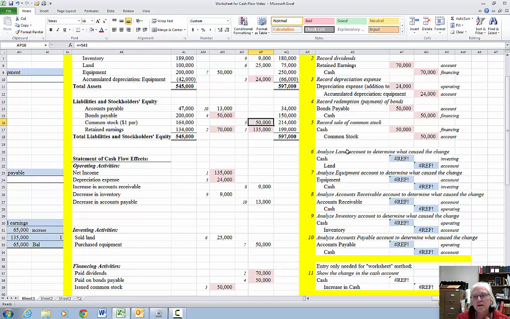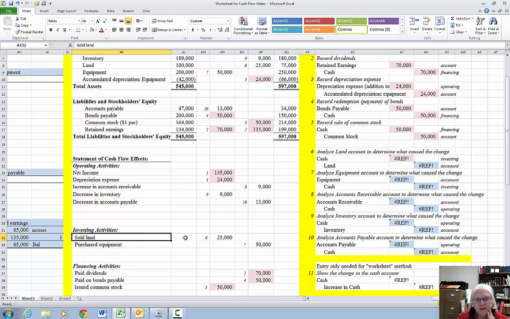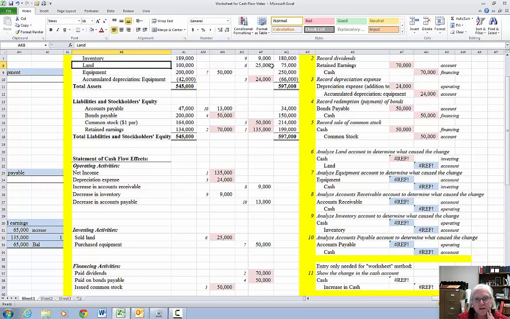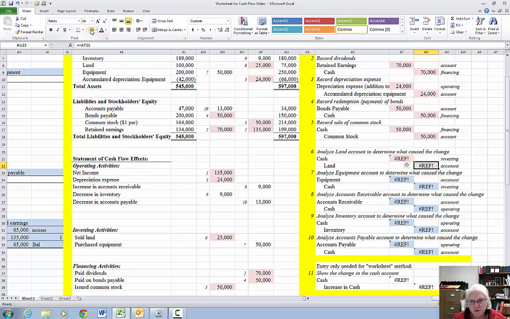Okay, so when we analyzed our land account, what happened was we sold some, I believe. So I'm going to debit cash, sold land, $25,000, and the credit is to the land account for $25,000. So you notice how the debits and credits all equal, and we're going to say we took care of that. I could just put $25,000 in there and call it good, right?